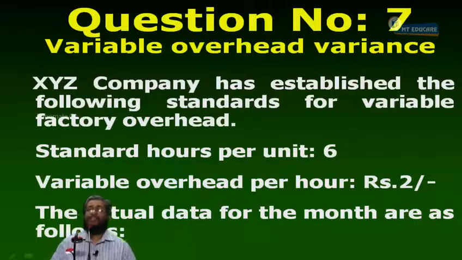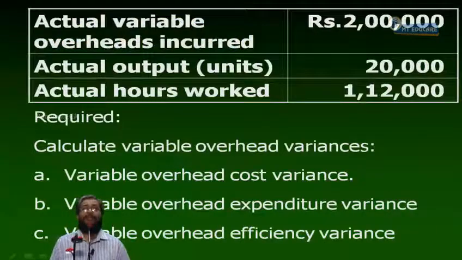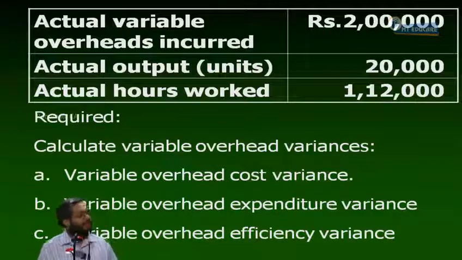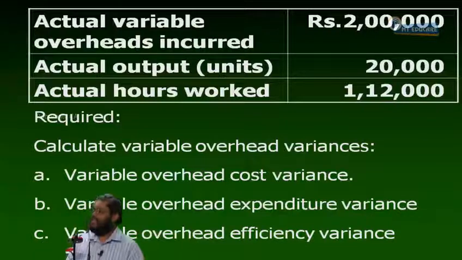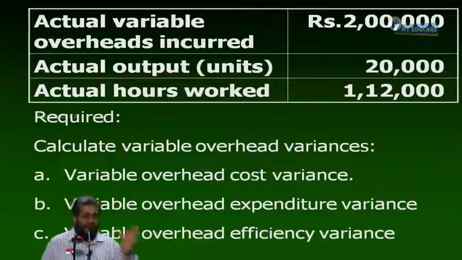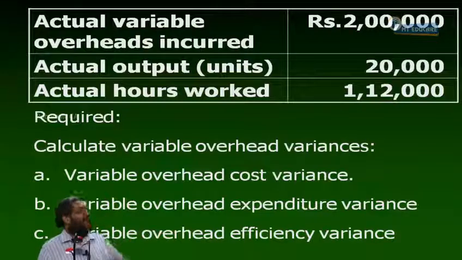Now, this is going to be the budget. Come to the actuals. Actually, how many units did I produce? 20,000. By working how many hours? 1,12,000. By spending how much rupees? 2 lakh rupees. These three are what has actually happened. Everybody up to this, are you following or not? Now, based on this data, I am asked to calculate the variable overhead variance. Okay, I am not going to discuss any logic. I explain the question, that's all. We'll just blindly do it.